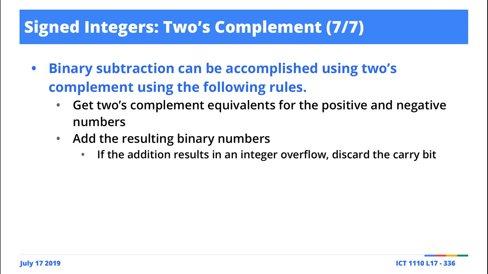Right. So, but then the question is, how do we perform the subtraction? Turns out that the rules still hold, right? We just go through a series of processes where you get the 2's complement equivalent of the numbers, and then you add the resulting binary numbers. If there's an overflow, again, you do the same thing, you just discard the bit. Same as the normal conversion.